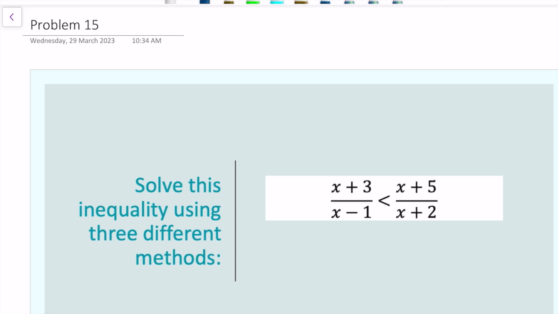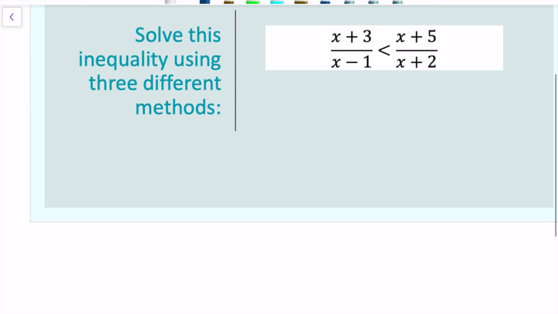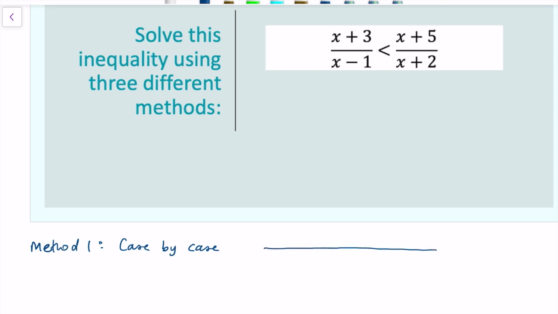Three different methods. A first one, which is quite tedious, is case by case. So method 1, case by case. And we consider a number line of critical values, x equals minus 2 and x equals 1. Those are the two values where the denominators change their sign.